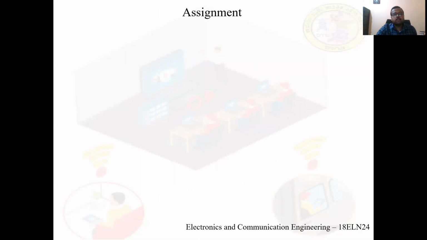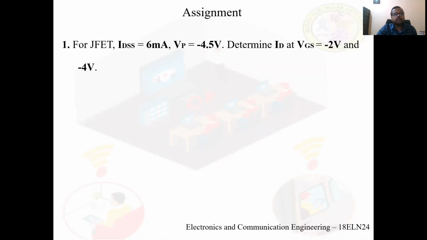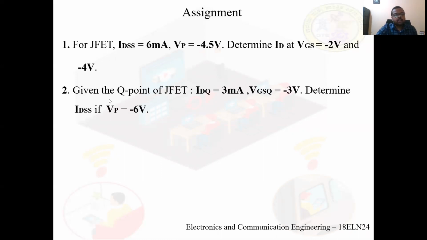Now, take these two assignment problems. For a JFET, IDSS is equal to 6 milliamperes, VP is minus 4.5 volts. Determine ID at VGS equal to minus 2 volts and minus 4 volts. You need to calculate the value of ID when VGS is minus 2 volts and when VGS is minus 4 volts. The second problem, given the Q point of a JFET, IDQ is 3 milliamperes, VGSQ is minus 3 volts. Determine IDSS if VP is equal to minus 6 volts.